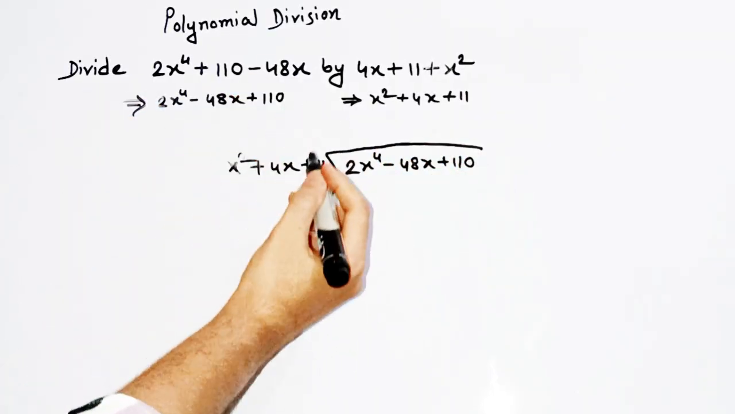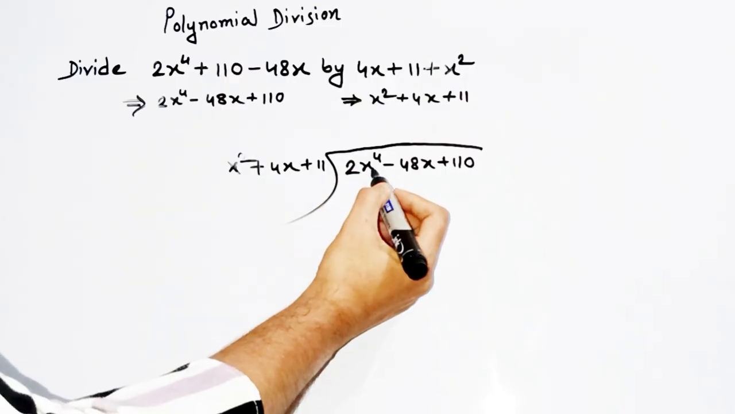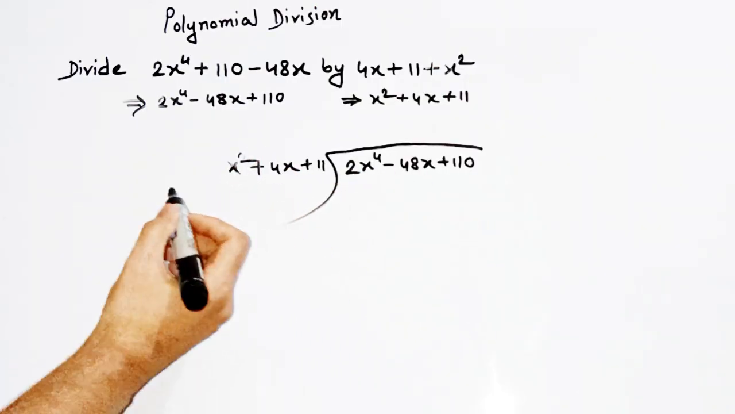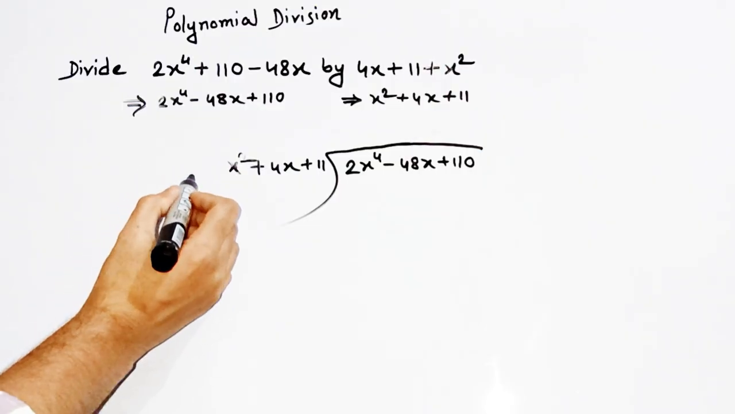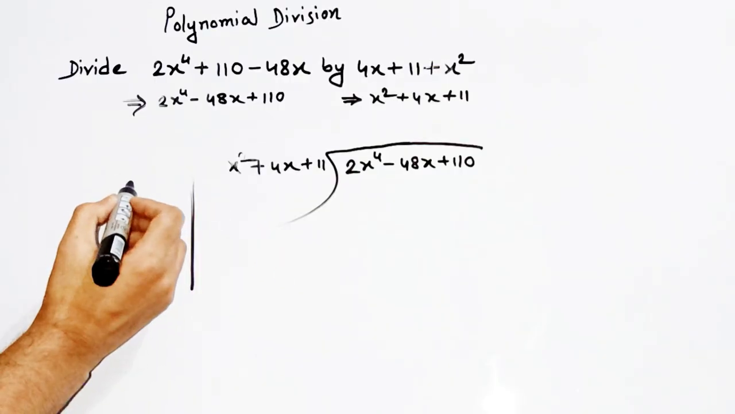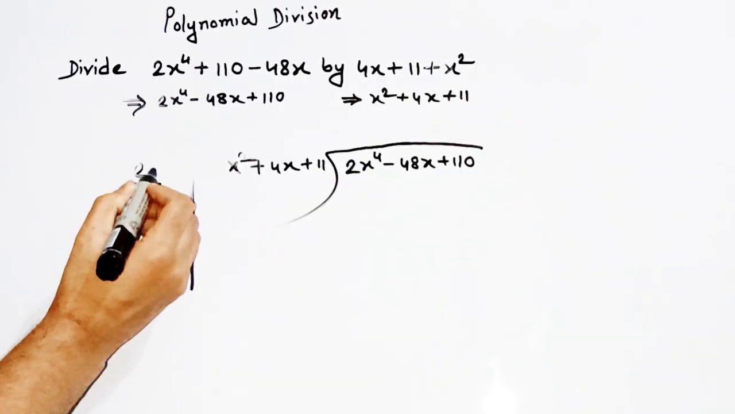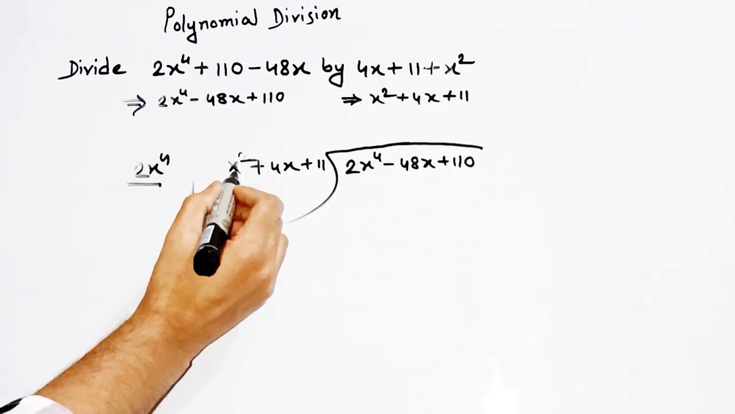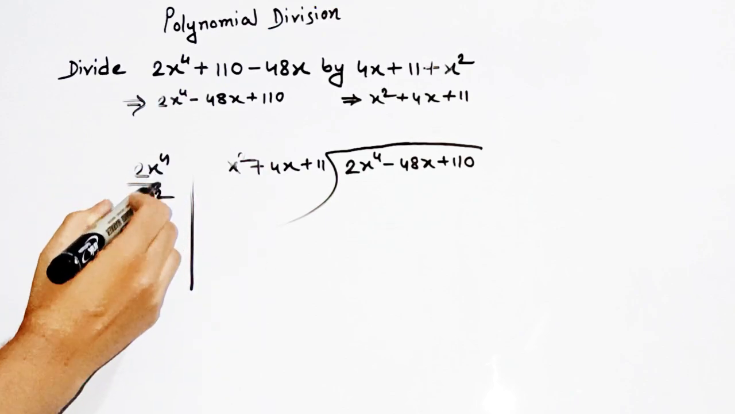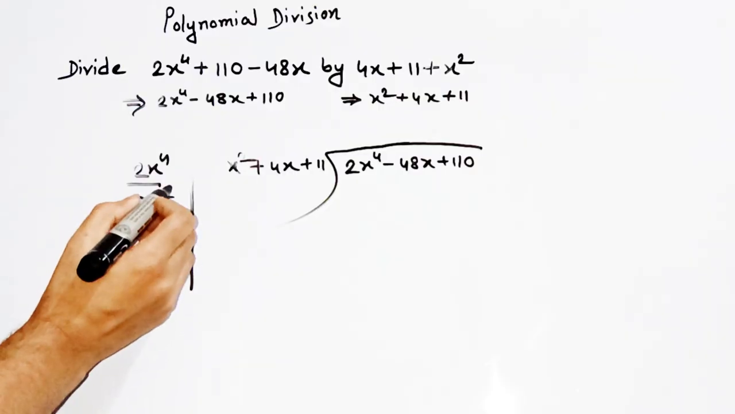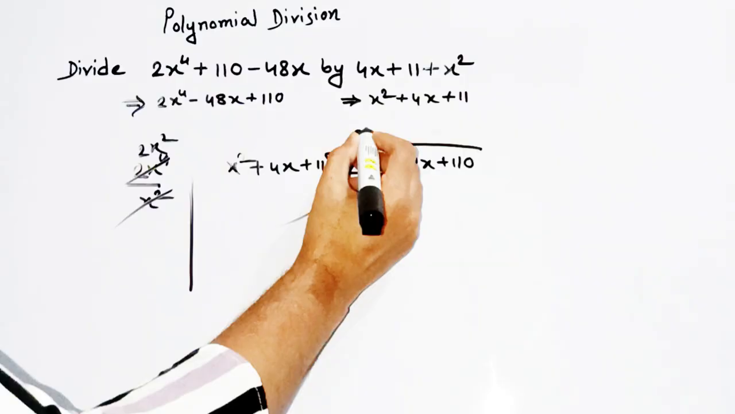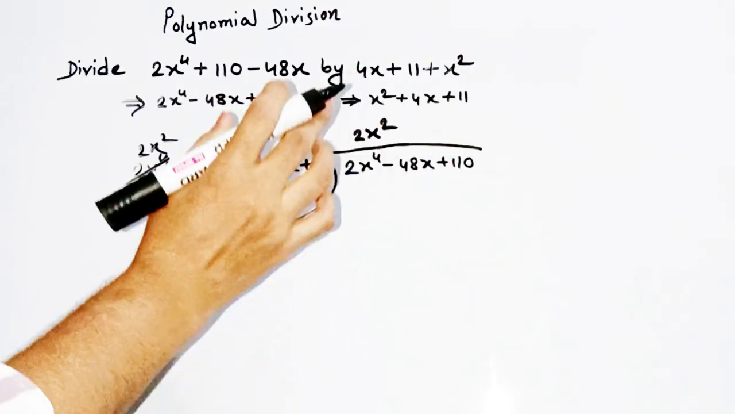Now we have to divide the first term of the dividend by the first term of the divisor. Here I will show you the steps. So the first term is 2x to the power 4. 2x to the power 4 divided by x square. If we divide 2x to the power 4 by x square, we will get 2x square.